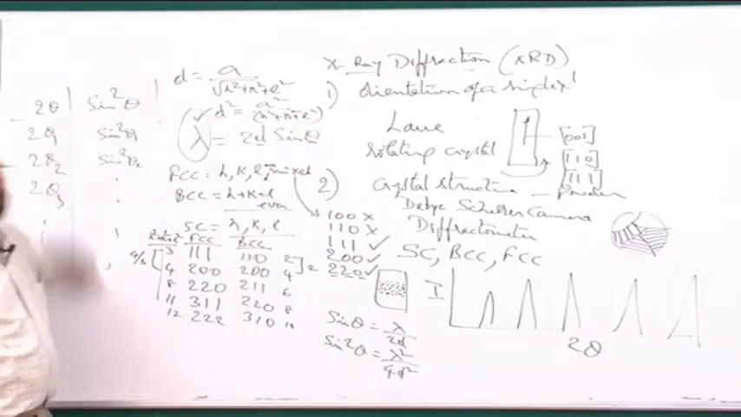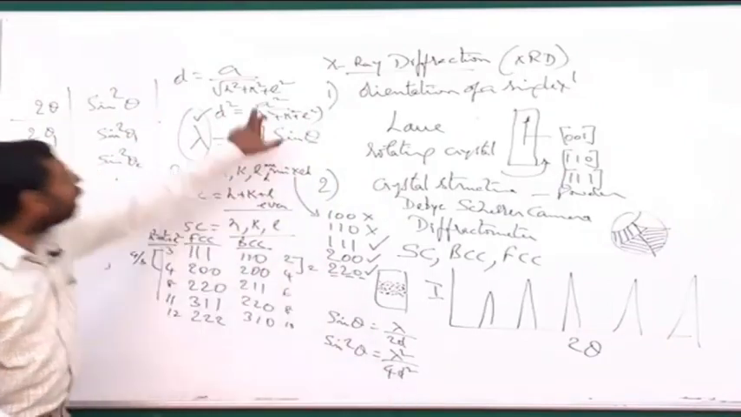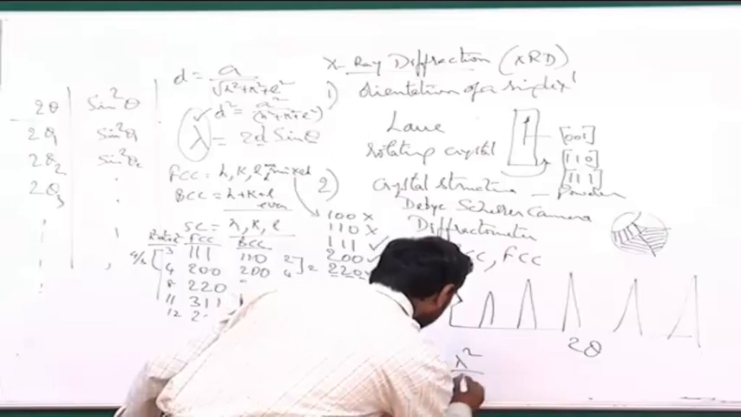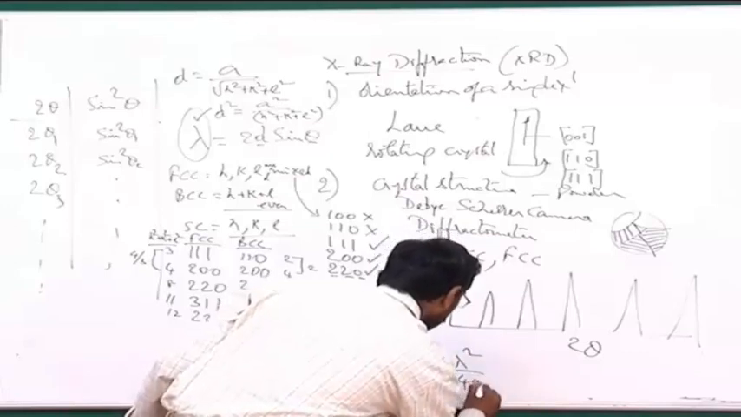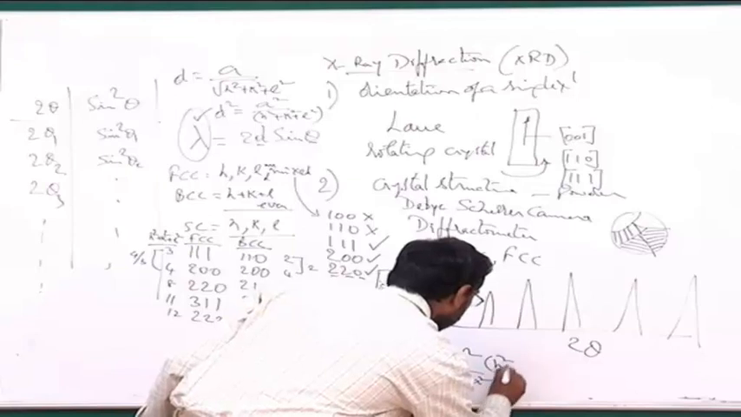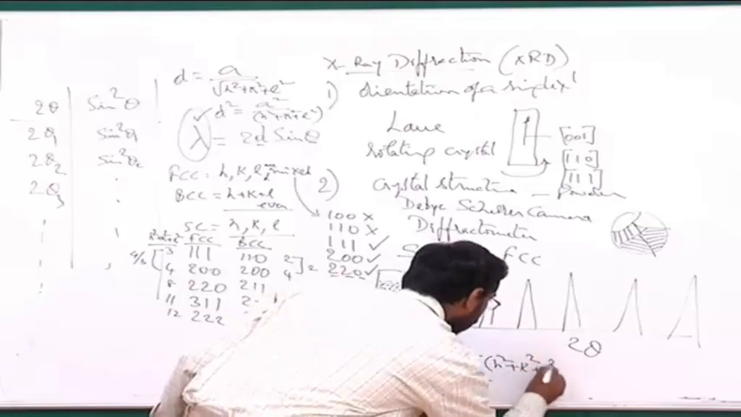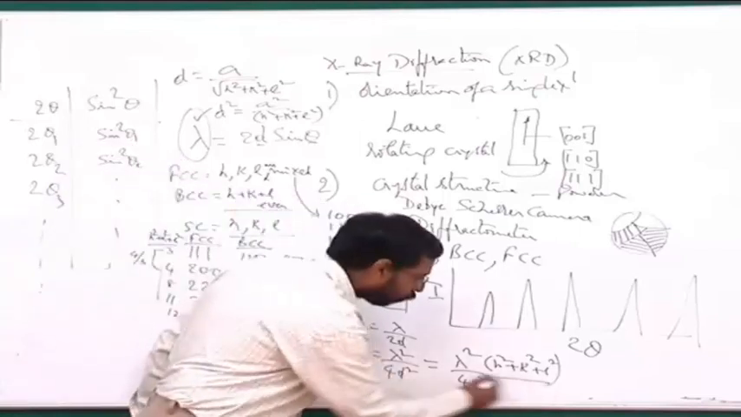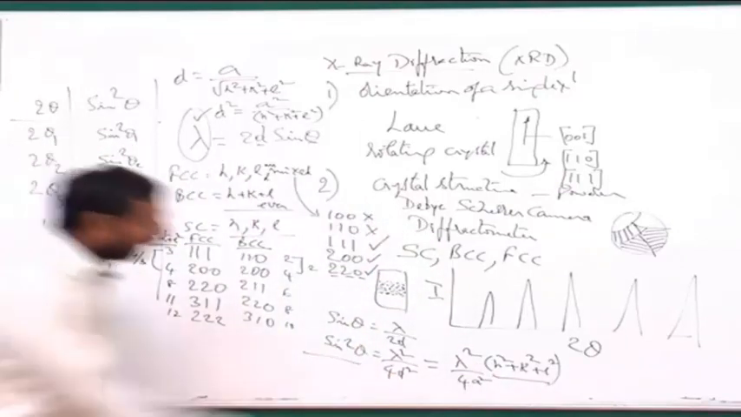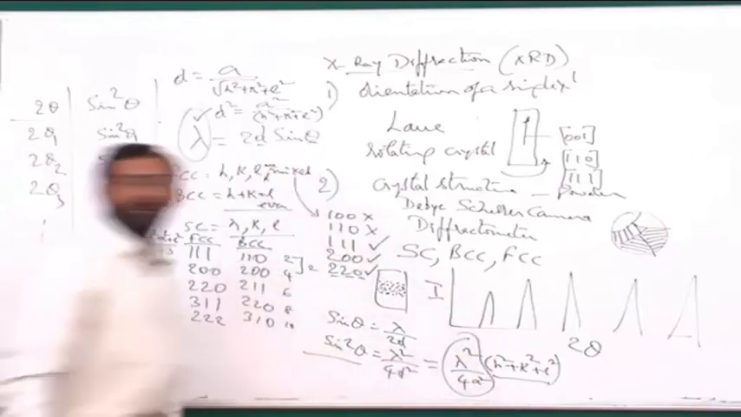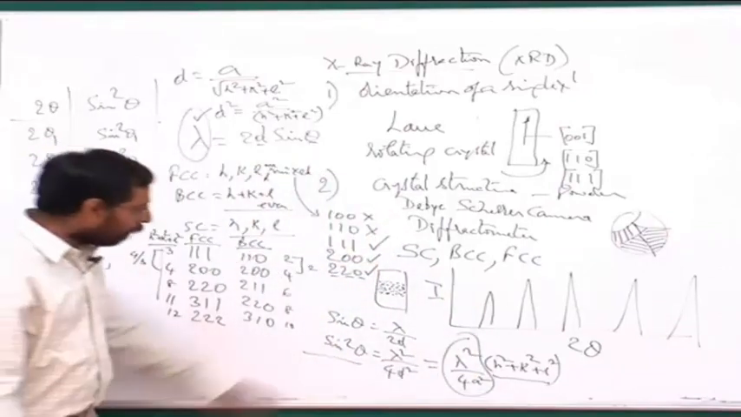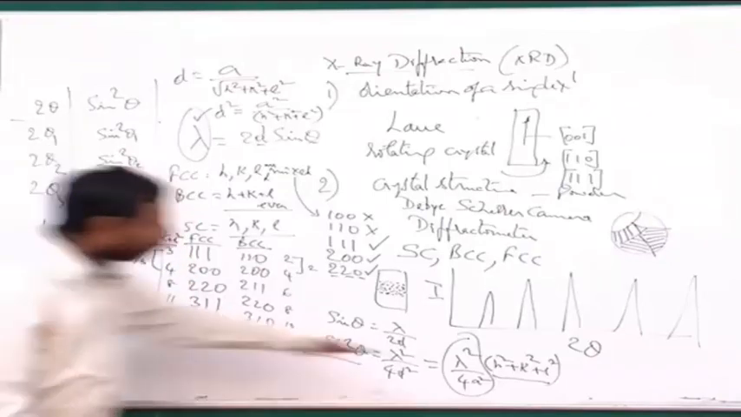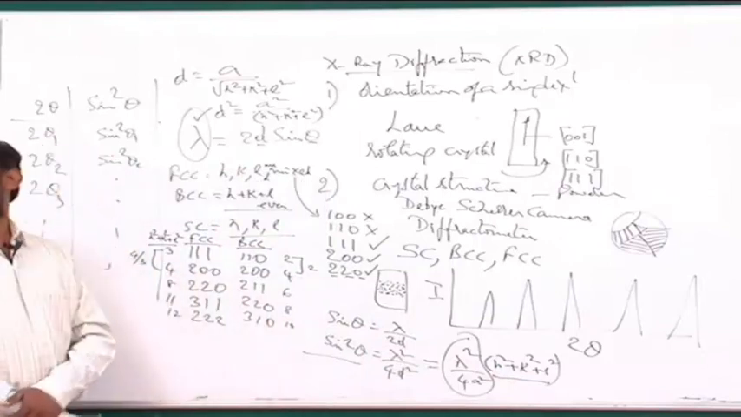So in place of this D square, if I put this, you will see that sine square theta is nothing but lambda square by 4 into A square comes down and H square plus K square plus L square. So you can see that sine square theta is related to H square plus K square plus L square with a constant called lambda square by 4A square. So in principle, if I take the ratios of sine square theta for each of these peaks, I am actually taking ratios of H square plus K square plus L square.